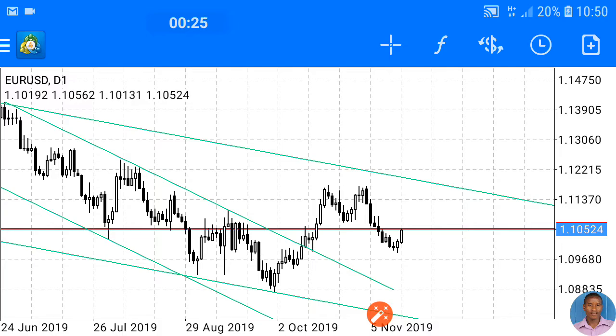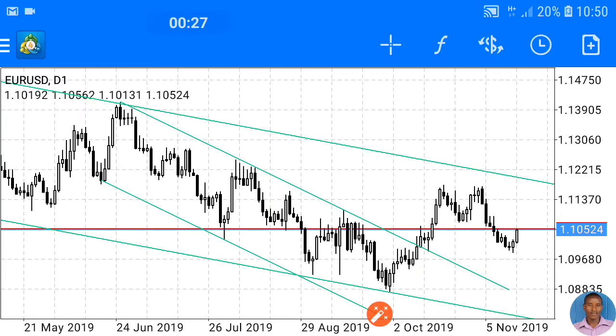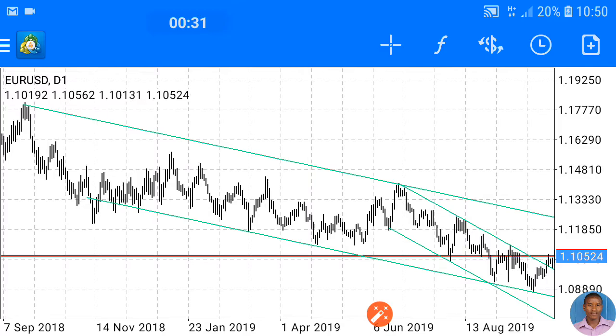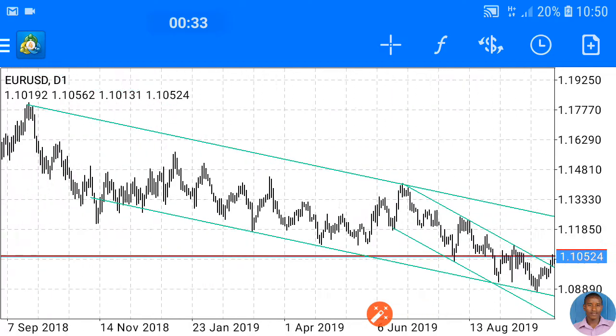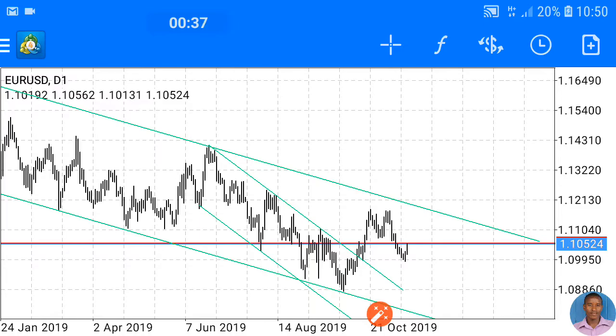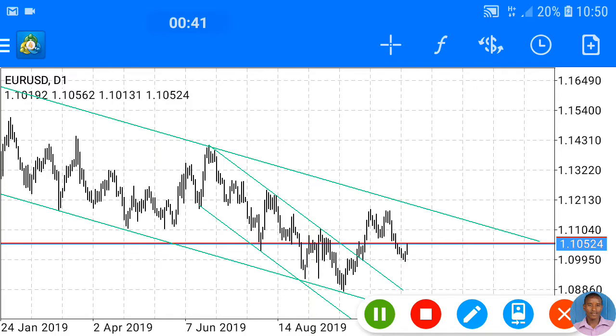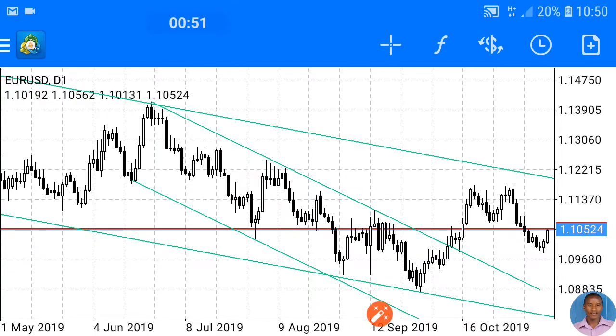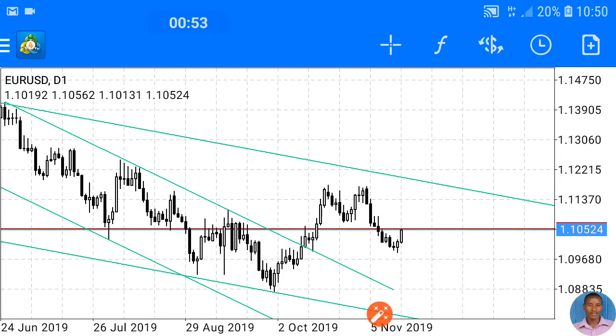Okay, so what we have is a big channel, as you can see. The price has been following this channel from this point to the current price, and we have a small channel inside this big channel, which is this channel. So I'm going to explain what I expect this pair to move in the following week.